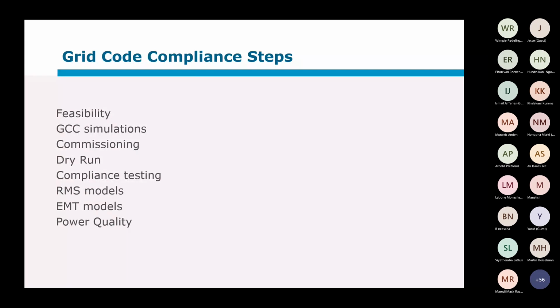Okay, so the basic steps that a generator would follow: there's the feasibility part of it. That's not really part of grid code compliance, but it is informed by the grid code compliance requirements. So that's when the generator starts thinking about whether he wants to install a generator and what it's going to entail. Once he's gotten to that point, he's got an idea of what size he wants to install.